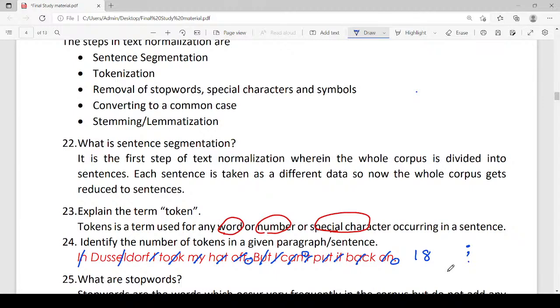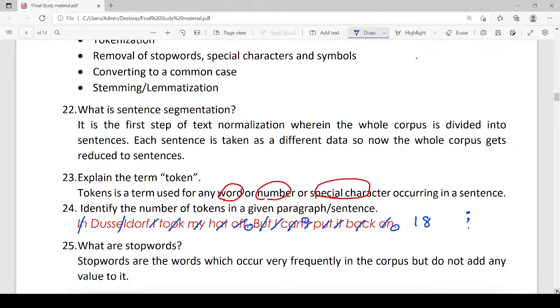Now tell me, what are stop words? Now, we generally remove the stop words, special characters and symbols in the third step of text normalization. Tell me, what are these stop words? Okay, words which are coming in a sentence but do not contain a value. Excellent, Arav. So how do we define stop word? You may get this as a question. Now these are words which occur frequently but do not add any value to it. Exactly, Hemshri, frequently occurring words or repeated words, right? So they do not add any value to it.